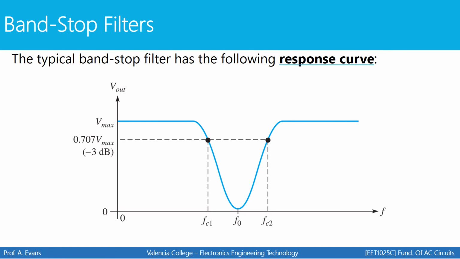Here's our response curve for a typical band stop filter. At our center frequency, we're going to have our minimum amount of voltage, the lowest amount of voltage you're going to get out. And as we get further and further away from the center frequency, the output voltage is going to increase until we get to a signal that is going to pass, where the output voltage is going to be very, very close, if not exactly equal to, your maximum output voltage.